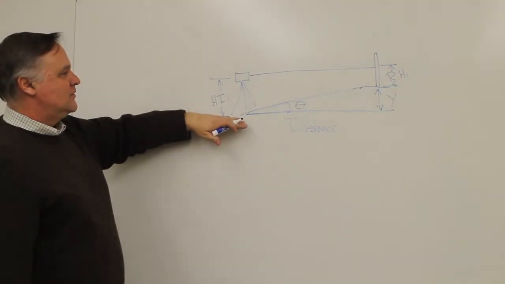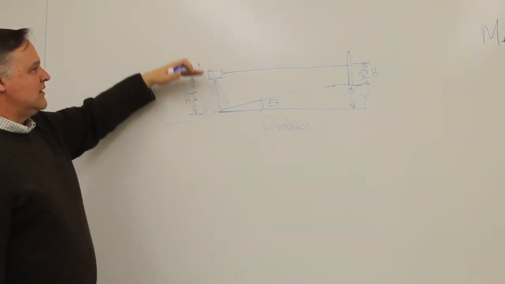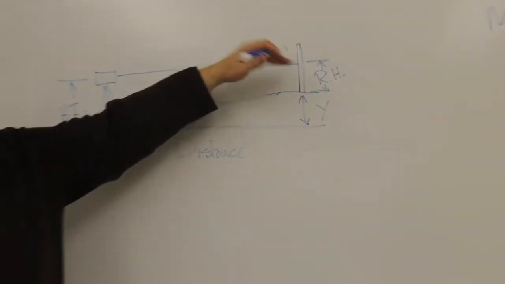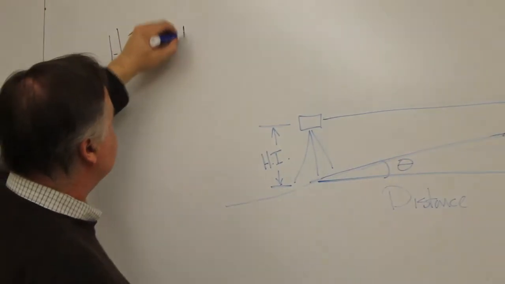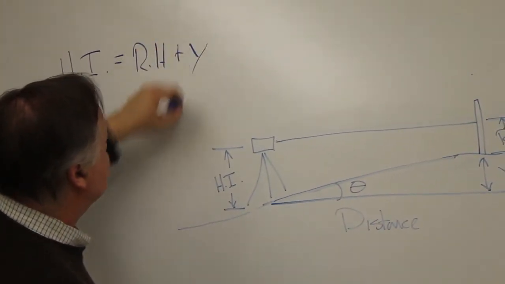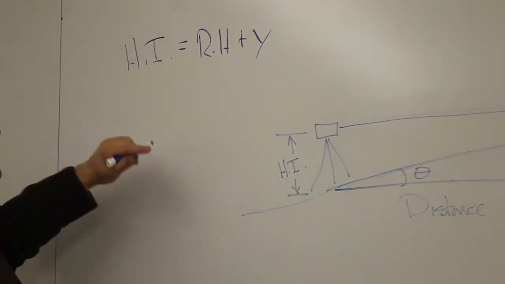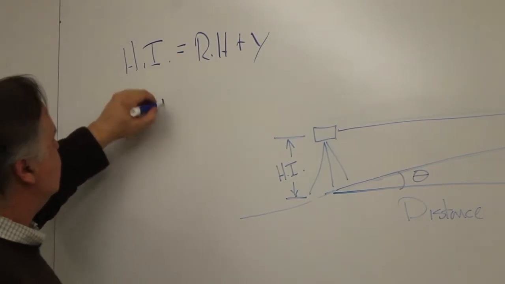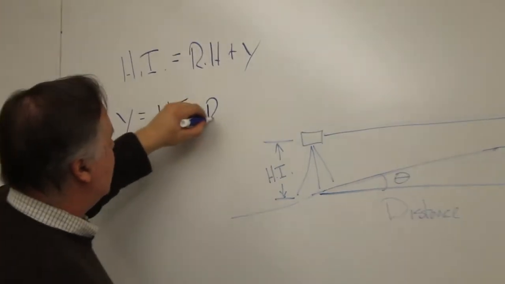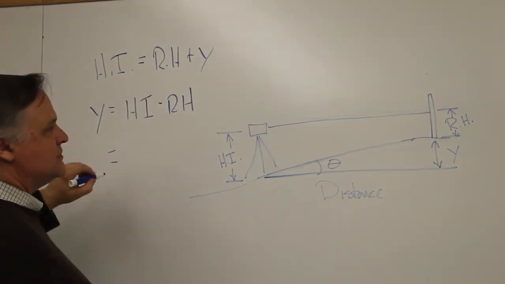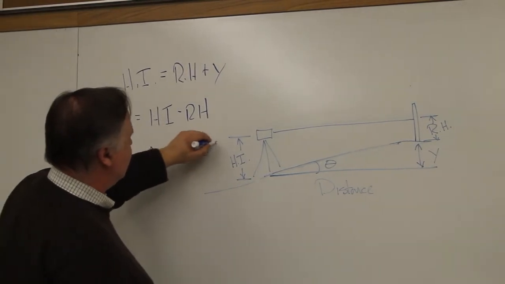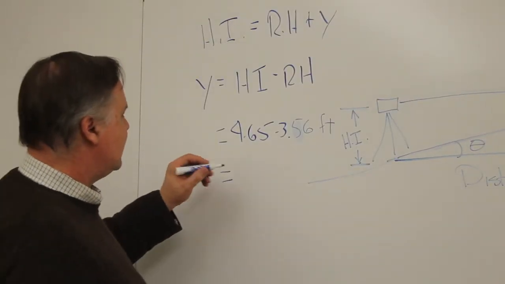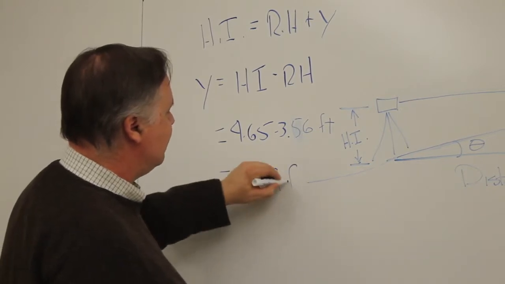So because we know that our datum is horizontal, and because we know that our eyesight is horizontal through the level, we know that the height of the instrument, HI, is equal to the rod height plus the change in the elevation, Y. So Y is equal to the height of the instrument minus the rod height, and that is equal to 4.65 minus 3.56 feet. So that difference is 1.09 feet.